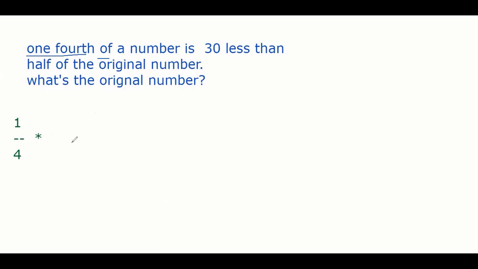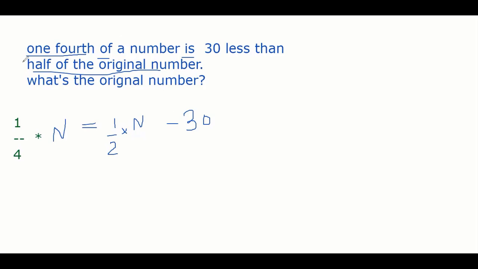Of a number. Say the number is n. Is means equal to. 30 less than half of the original number. What was the original number? The original number is n. What is half of the original number? 1/2 of n. Yes. Getting it? Yes, sir. Read again. You will get it very easily.